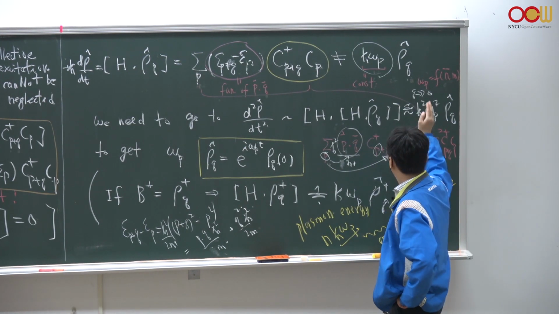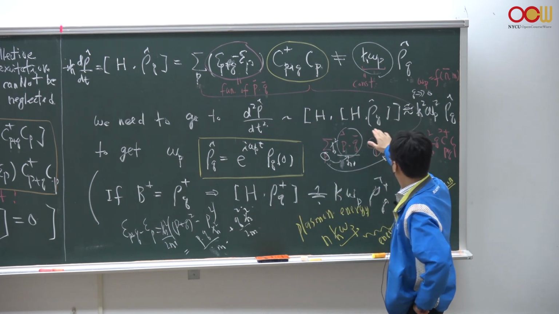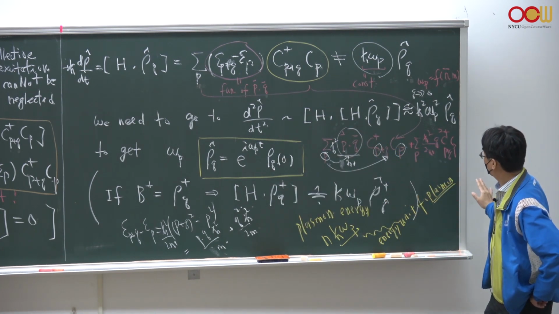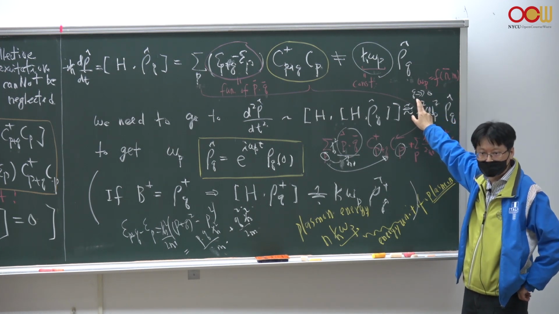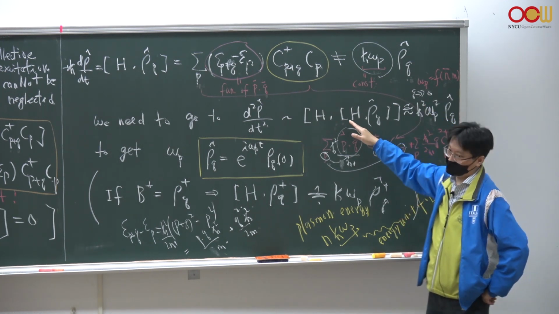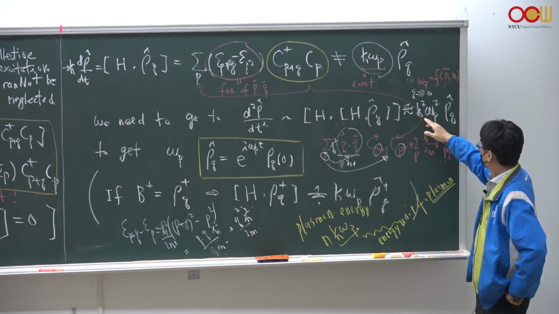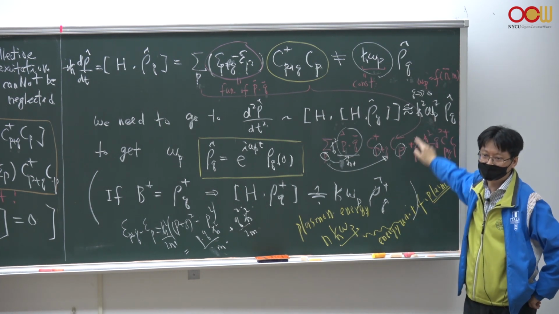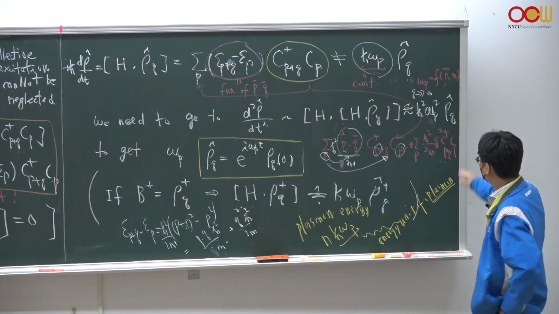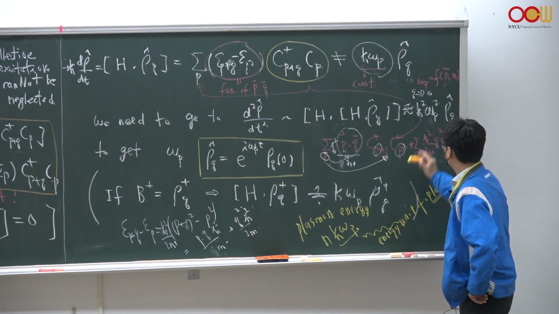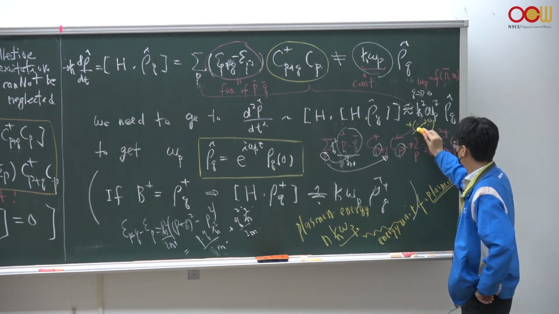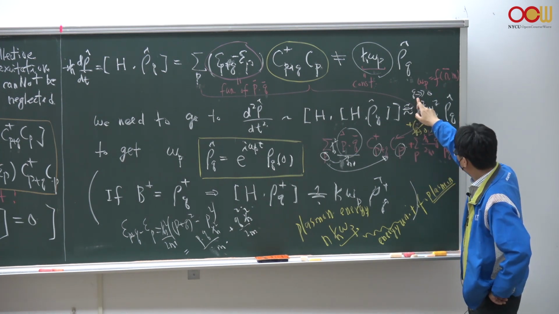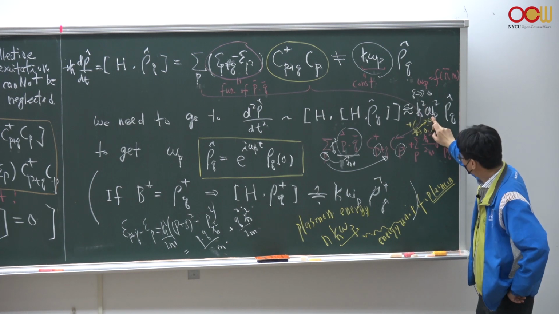And next time, we will evaluate this double commutator and make some approximations in the small q limit. We can simplify this double commutator such that it is proportional to omega_p squared times rho of q, plus other terms which we don't care about in the small q limit. Of course, this is not exact, but in the small q limit, this is okay.